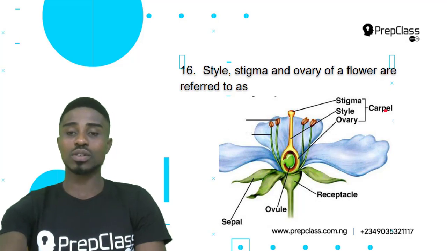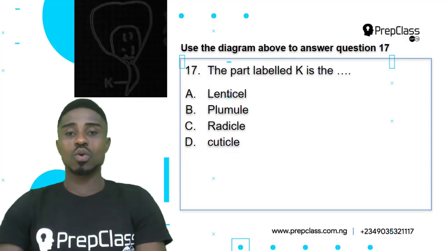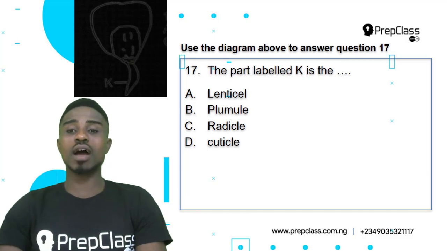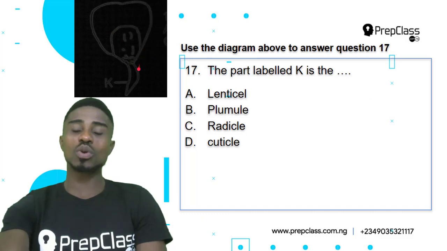Alright, let's check it out. Question 16, option A, carpel is our correct answer. Let's look at the next question. Question 17, use the diagram above to answer question 17. So the part labeled K is the, now I hope you can see this, is the best way we could extract this diagram. You can see it.